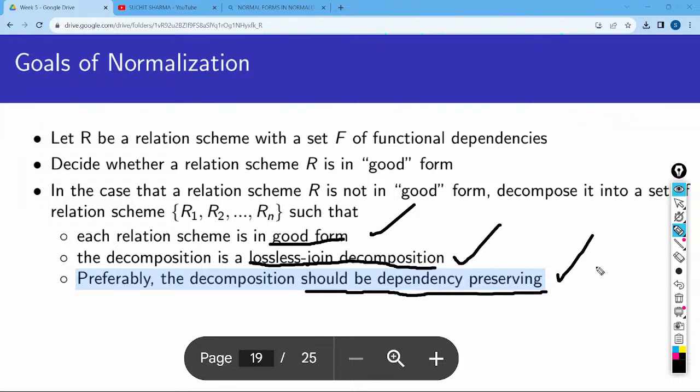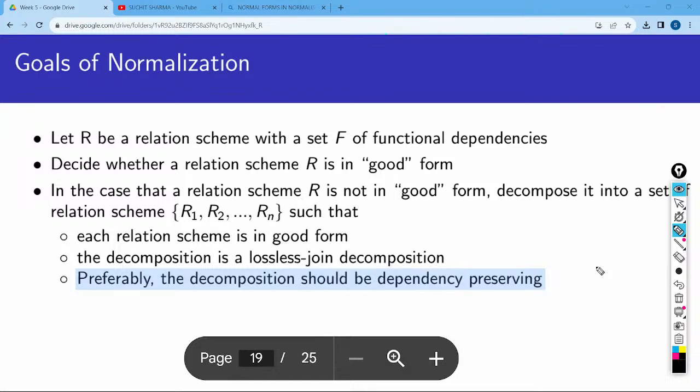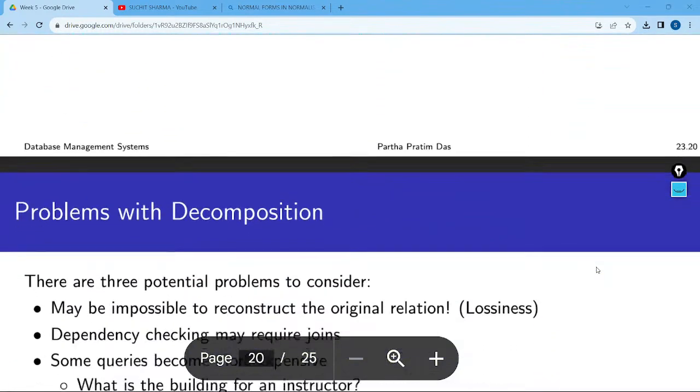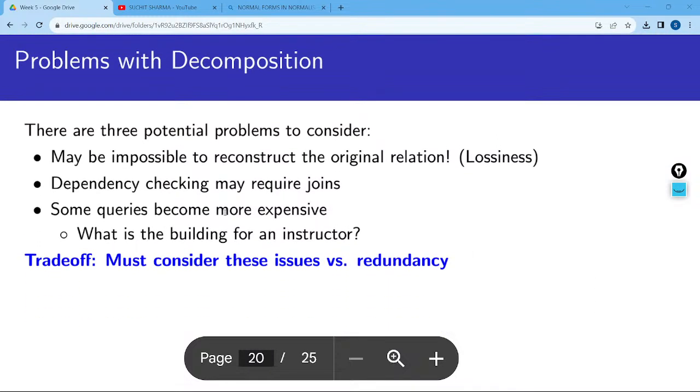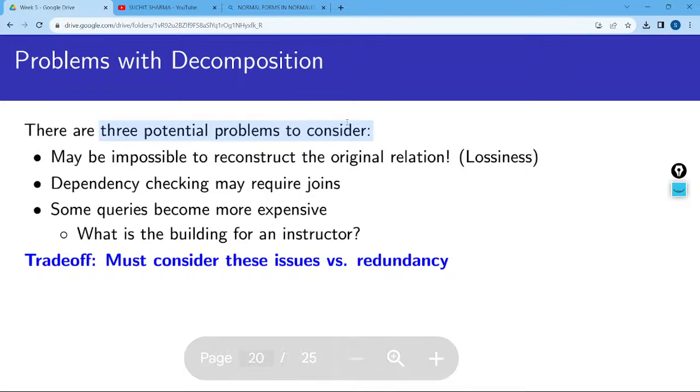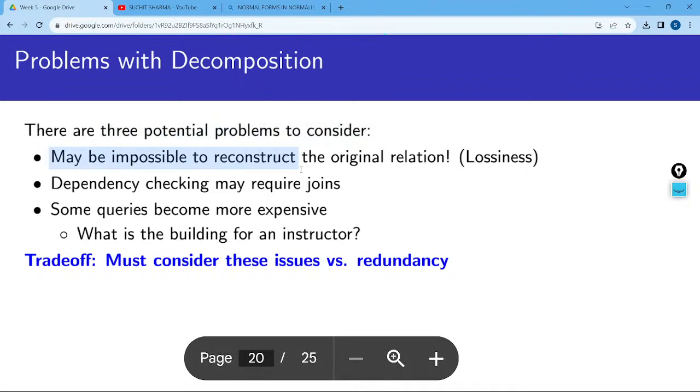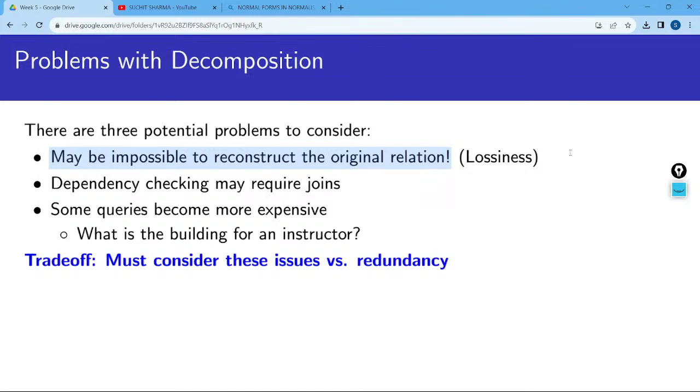All right, let's move forward. There are some problems with decomposition. There are three potential problems that they have listed here. It may be impossible to reconstruct the original relation, meaning that a table may not always be lossless join possible or compatible. There are a few tables which, once you decompose them, can never be reconstructed into the original relation.